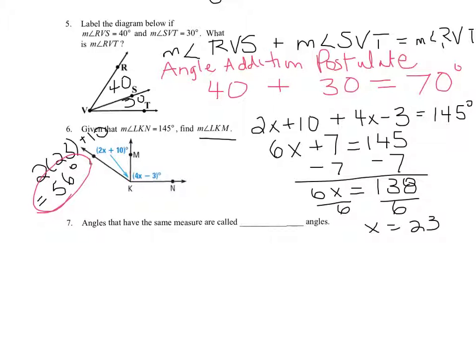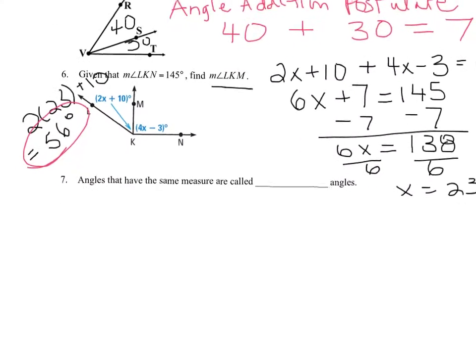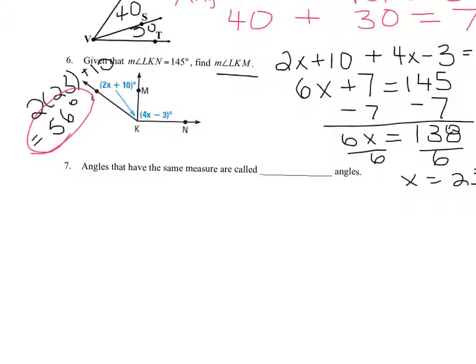The last question is problem number 7. And problem number 7 simply says angles that have the same measure are congruent. All right? So we know how to write that. This is a symbol, and the word is actually congruent.